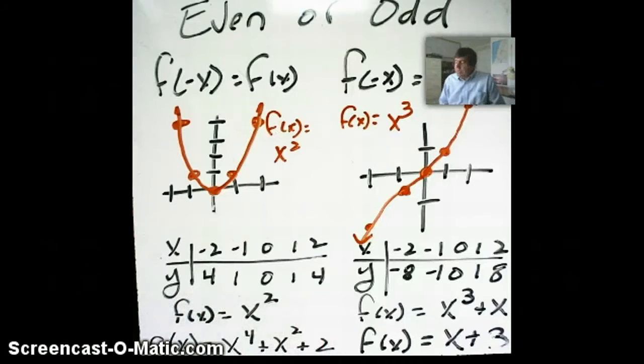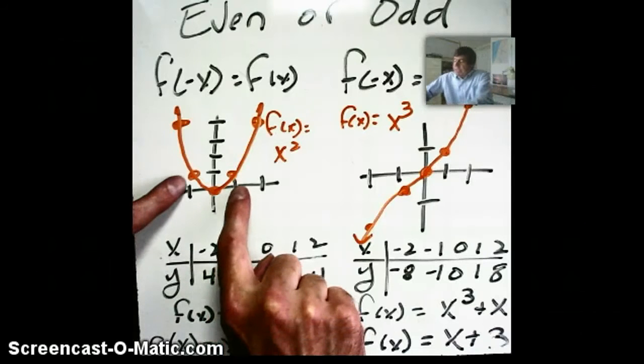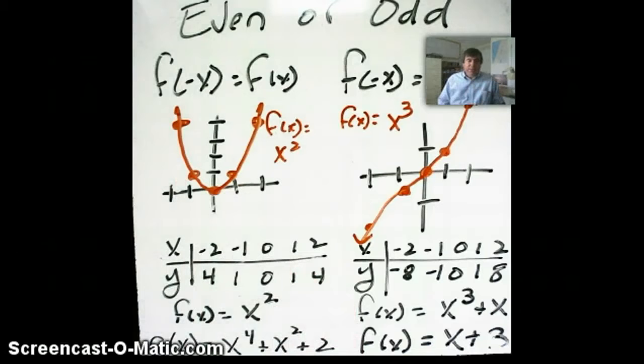Now my question is, what is f of 1? F of 1 is 1. What is f of negative 1? F of negative 1 is 1. Don't they have the same y value? Yes, they do. So for different values on the domain, they have the same y value in the range. That is the idea of an even function. Notice f of negative 2 is 4 and f of 2 is 4. They're both the same. That is it.